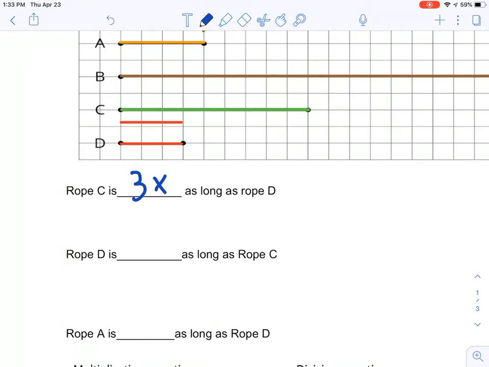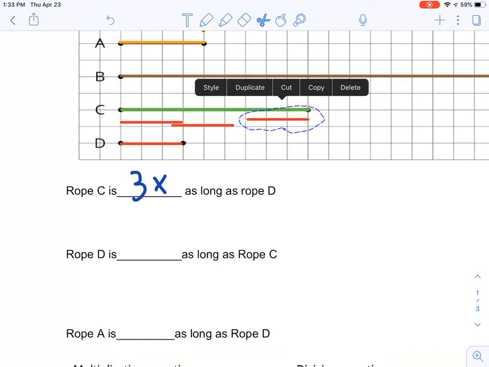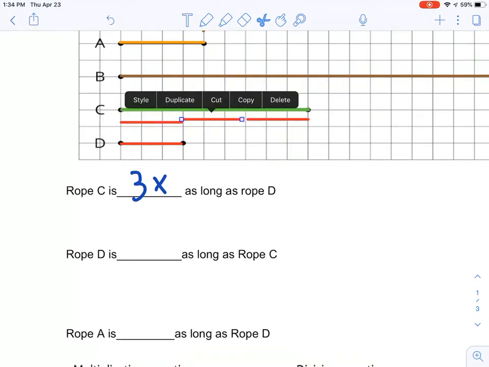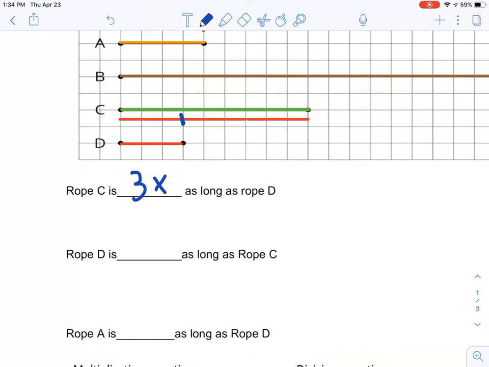Now the inverse, as you can see here, rope D is blank as long as rope C. Well, if we keep pasting our rope D's, you can see that they fit in 3 times, which means that rope D is exactly 1/3 the size, right? Because if something fits in 3 times, 1 time, 2 times, 3 times, it makes it 1/3 the size. So rope D is 1/3 times as long as rope C.